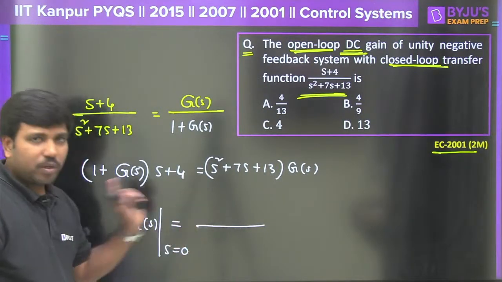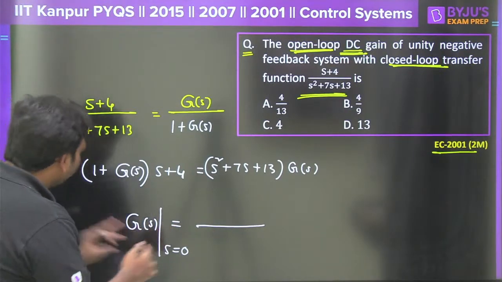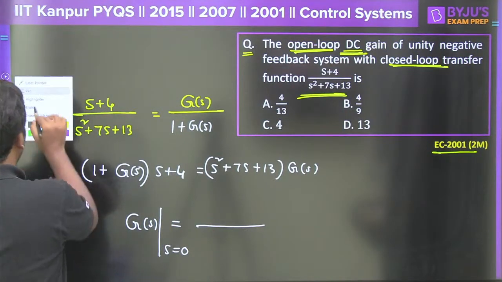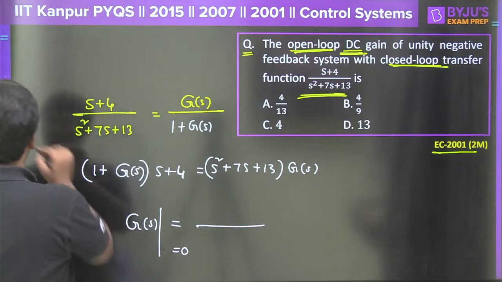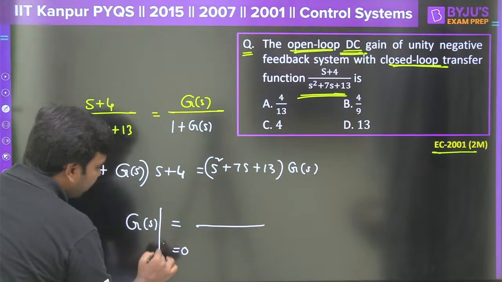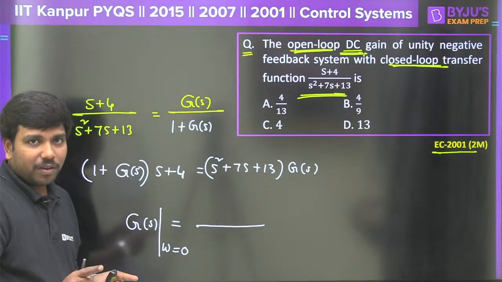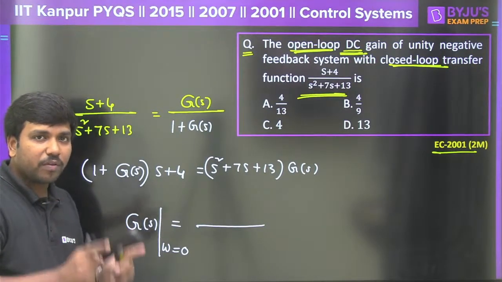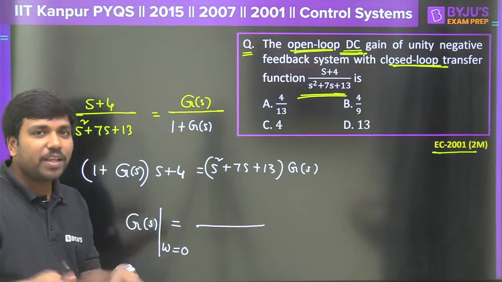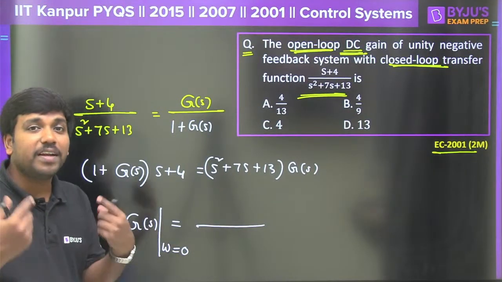Basically, you should substitute omega equal to 0. Clear? Omega must be equal to 0. So when you substitute omega equal to 0, naturally s will become 0, because the DC gain means when you operate with the low frequency or no frequency. Omega equal to 0 means what? Basically that is a DC signal.